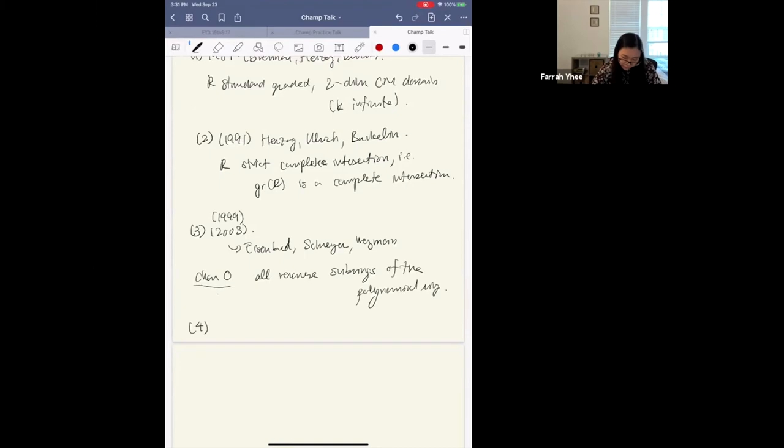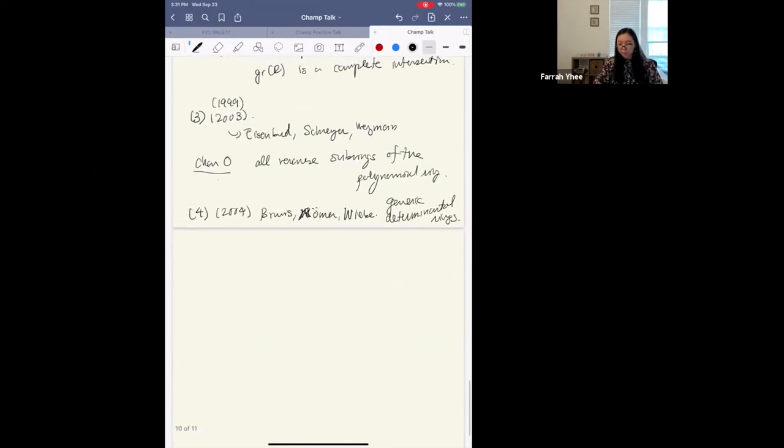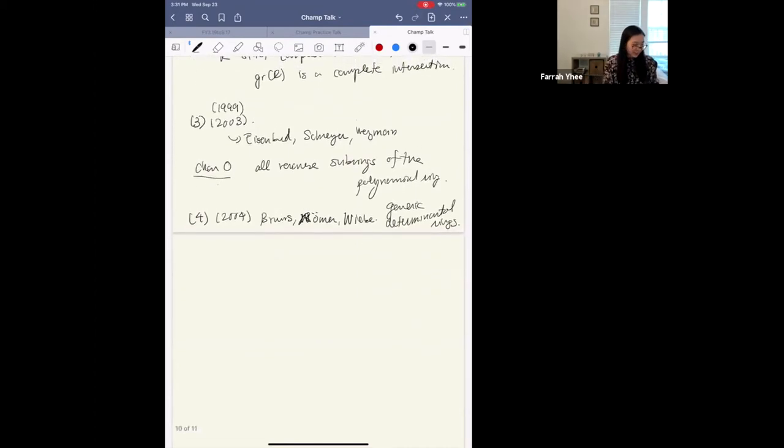And then finally, in 2004, we have Bruns, Römer, and Wiebe, and they did generic determinantal rings. Okay, and that is pretty much it. There are some results in more special cases, but these are the big major existence results. Right. Do we have any questions there?